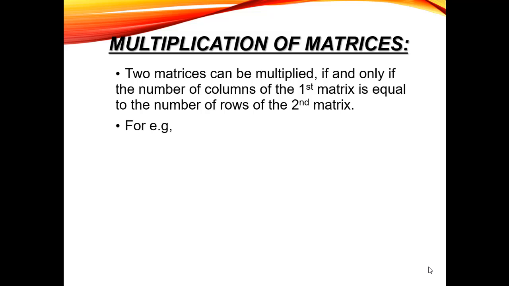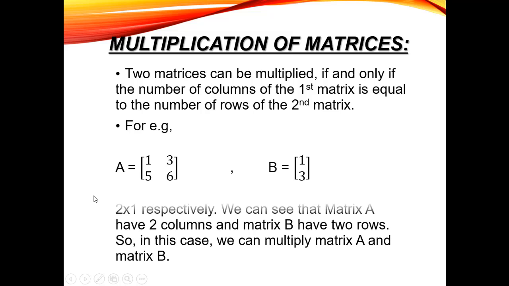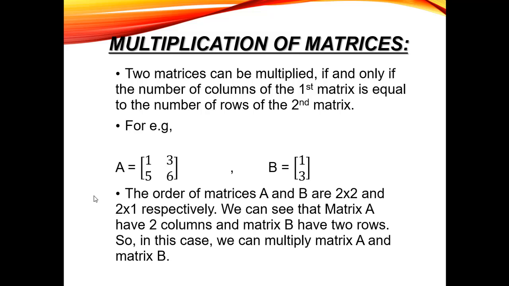For example, if I ask you what the order of matrix A is, you will tell me that the order of this matrix is 2 by 2, and the order of matrix B is 2 by 1. So the orders of matrices A and B are 2 by 2 and 2 by 1 respectively. We can see that matrix A has 2 columns and matrix B has 2 rows. So in this case we can multiply matrix A and matrix B.